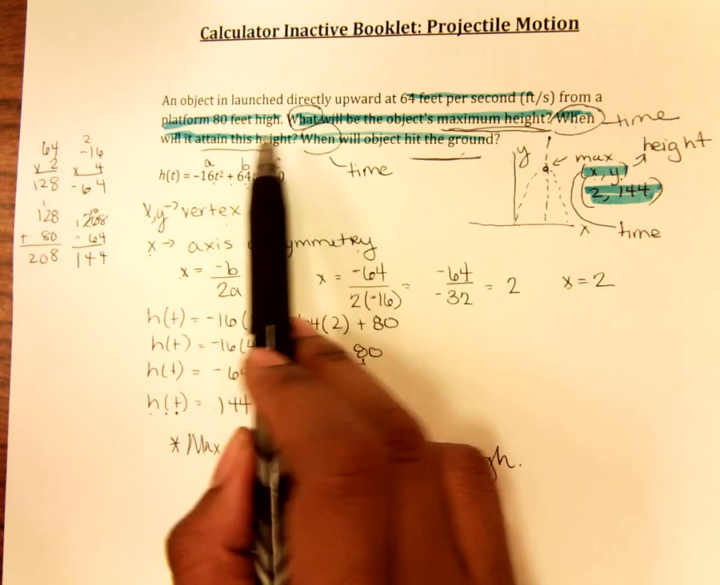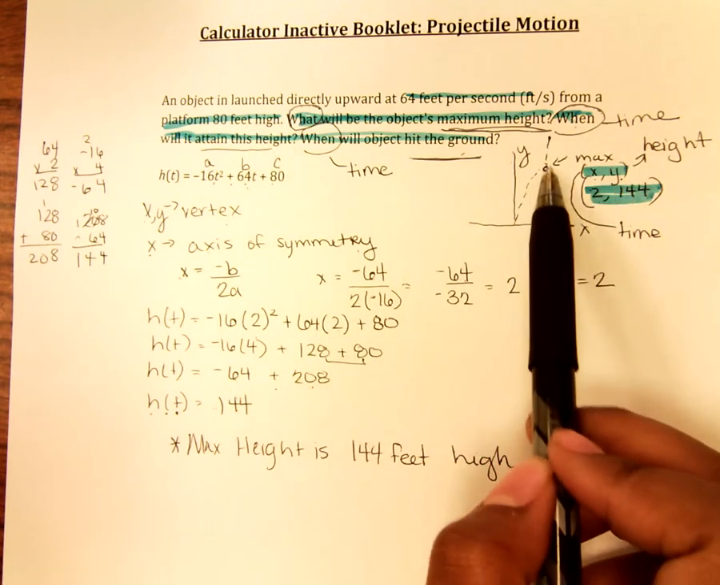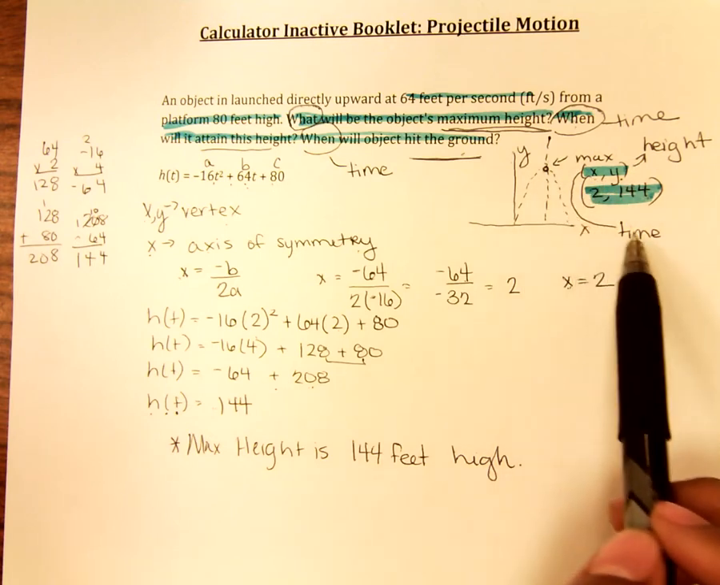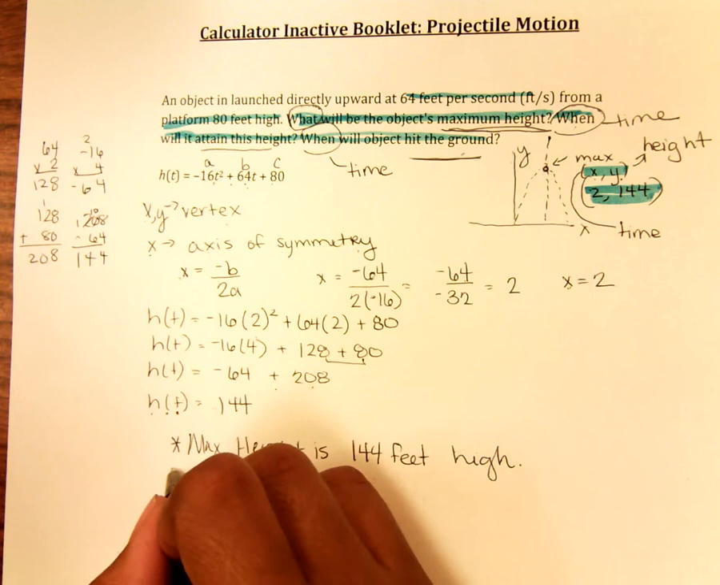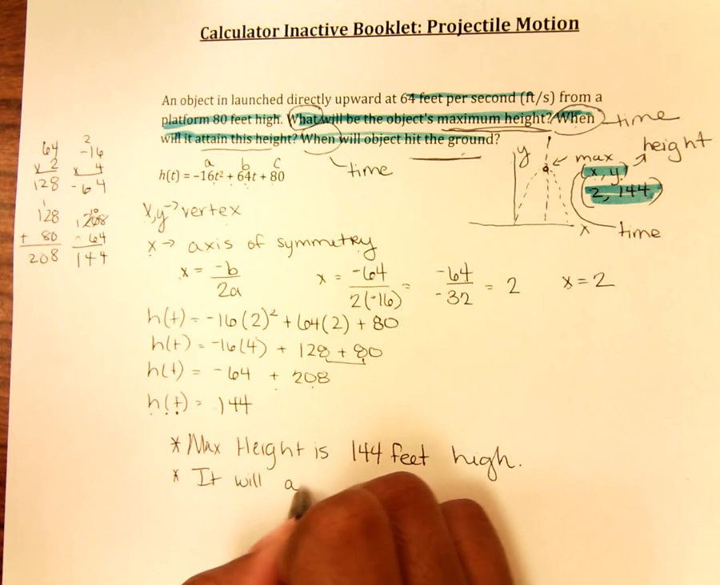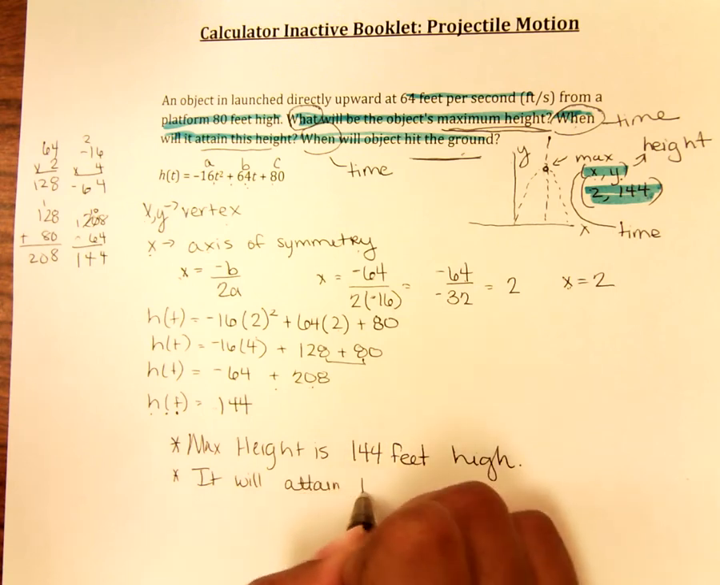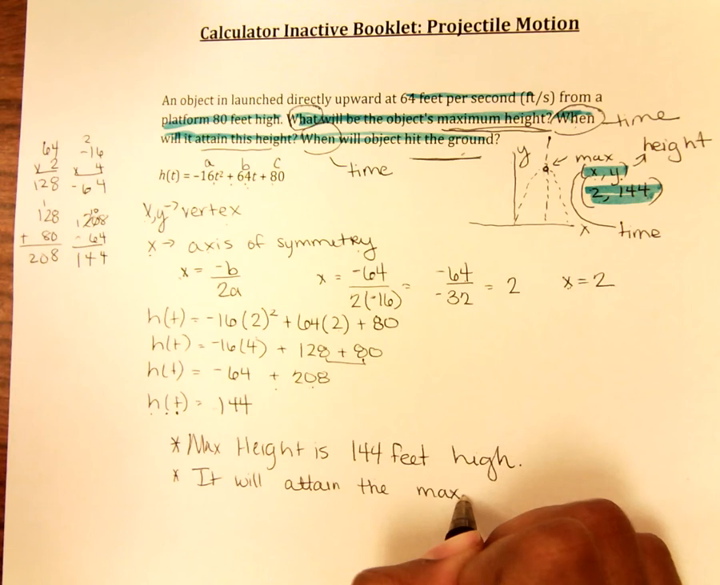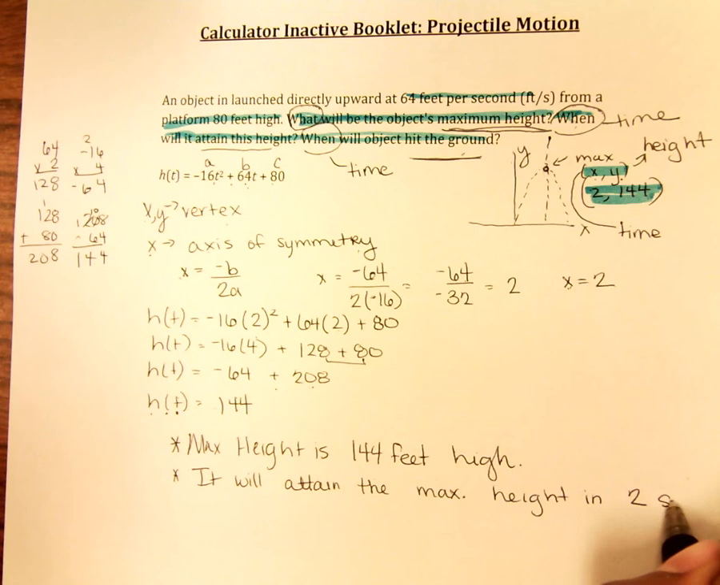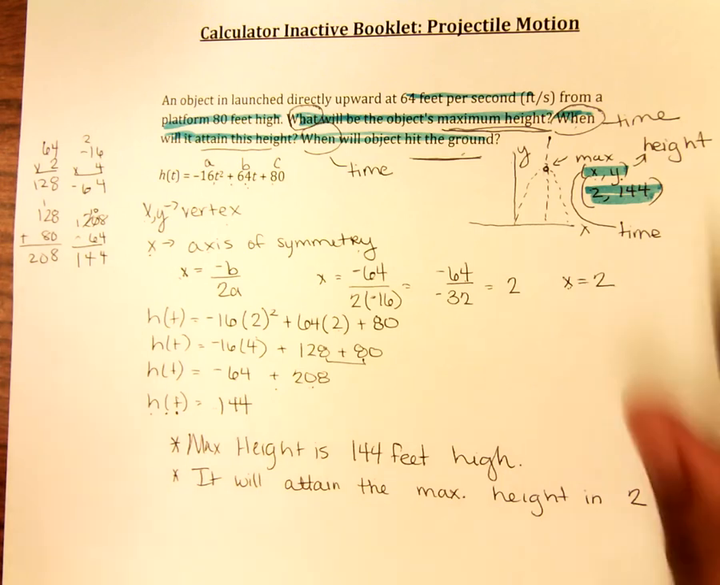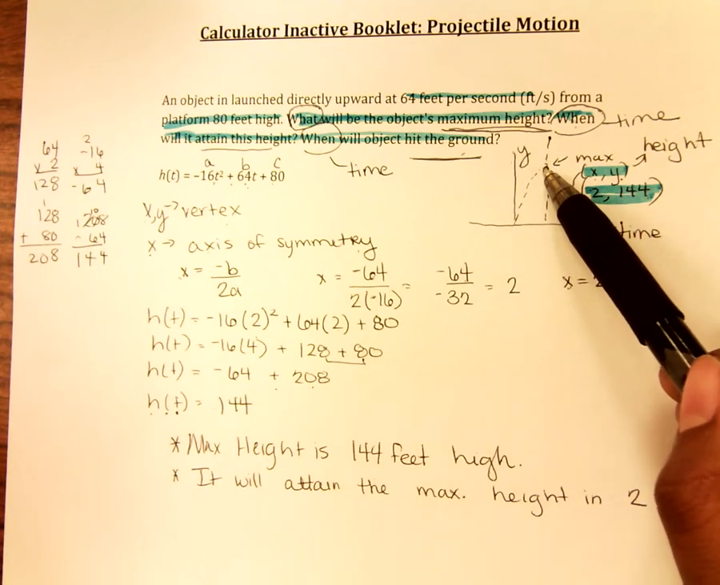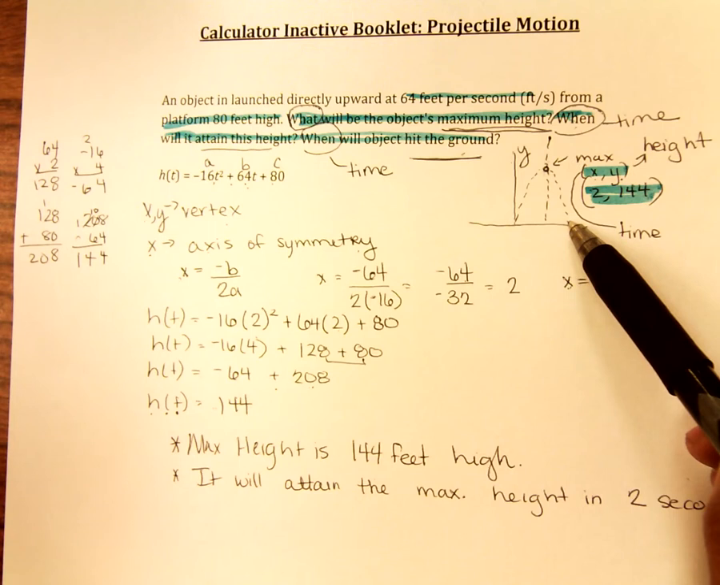When will it obtain this height? This is when we said when was time. We go back to our vertex, that point. X, we said down here was time, so I know my X is 2. We will say it will attain the maximum height, and I'm going to abbreviate maximum, in 2 seconds. So what that's saying is after 2 seconds of the ball being thrown directly in the air, this is when it's going to reach its maximum height before it starts to fall back down.